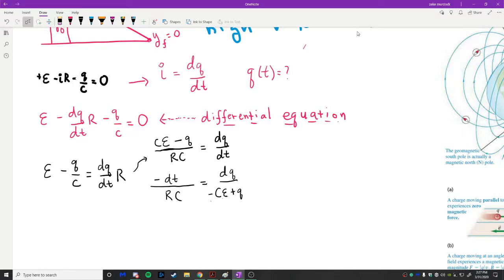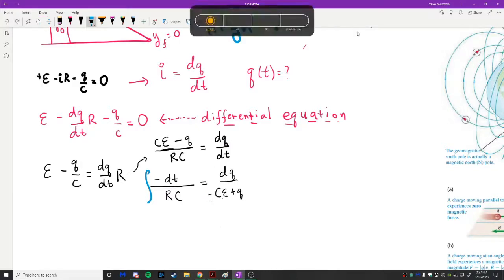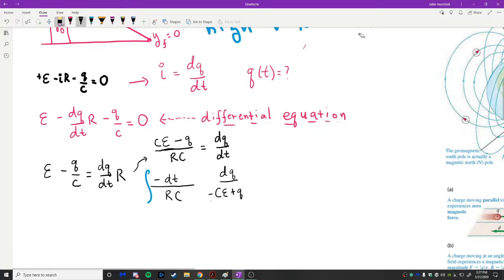And now we want to do what Matthew said. We want to integrate this. Actually, let me erase this real quick. So we're going to integrate both sides here. The left-hand side is pretty simple. This is just going to become negative.